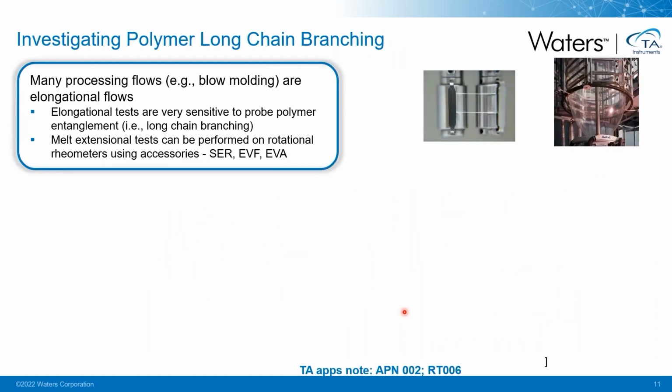Many of the processing flows, such as blow molding, are elongational flows. This type of processing is very sensitive to polymer chain entanglement, which is related to polymer long chain branching structure. So in this case, a nonlinear elongational test is more sensitive in probing polymer chain entanglement compared to the traditional dynamic frequency sweep. There are different models of extensional testing accessories on the market, such as the SER, EVF, or EVA. All of them are capable of measuring the extensional viscosity of molten polymers at different extensional rates.